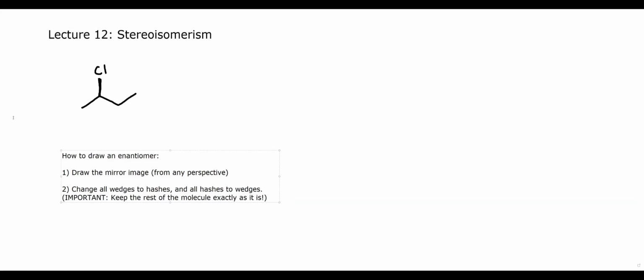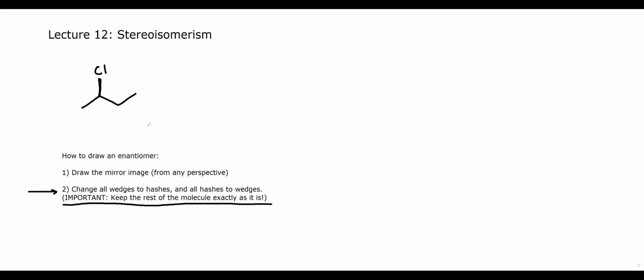This is very important. If you're going to simply change wedges to hashes and hashes to wedges, you need to keep the rest of the molecule exactly as it is. Okay? So method 2 is much easier. If we go with method number 2, I think it's very simple to draw an enantiomer. All you do is keep the rest of the molecule the same, and then you change wedges to hashes and hashes to wedges. So I think that's the easiest way to draw the mirror image, but we could also go with number 1.